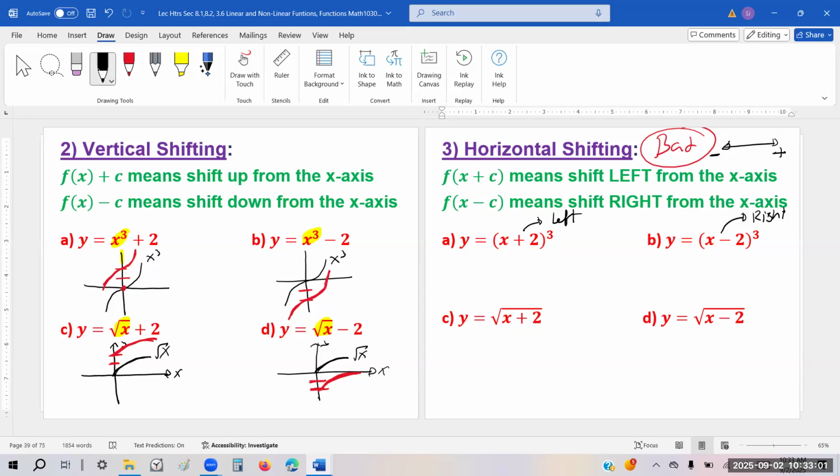So you're going to do the same thing. You take the original cube. So this is the original cube. And then you move it 2 units left. So you take this origin and go 1 left, 2 left, and then draw the same graph.